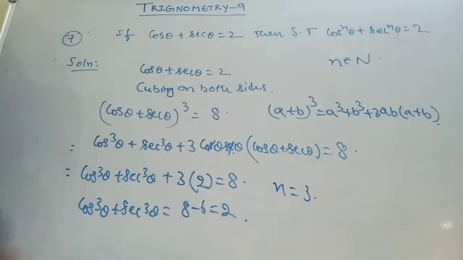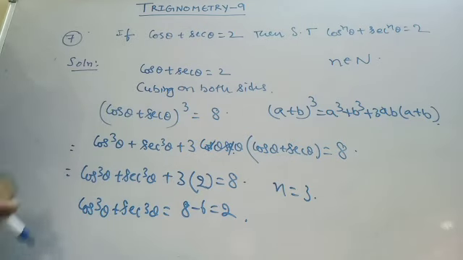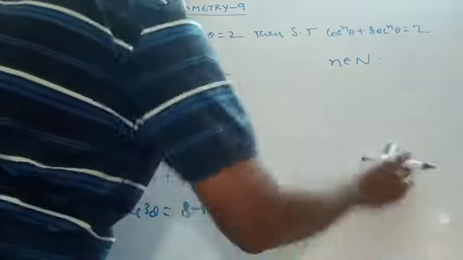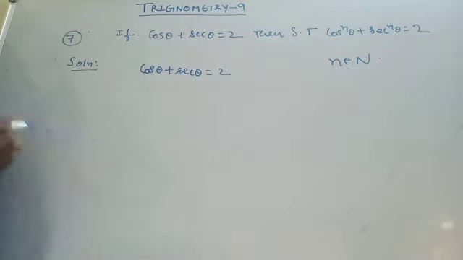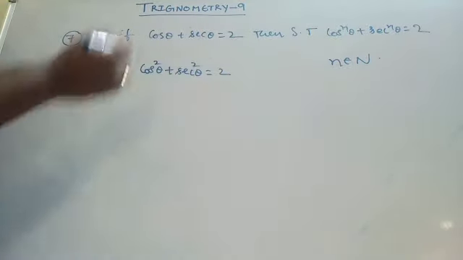Like this we can proceed further, and by mathematical induction you can prove the result is true for any natural number. N equal to 3 you proved, n equal to 2 you proved. You can prove this for n equal to 4 also. We know that cos square theta plus secant square theta equals 2, which we proved for n equal to 2.